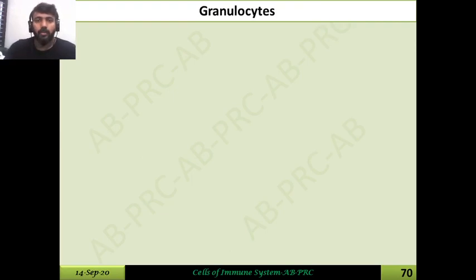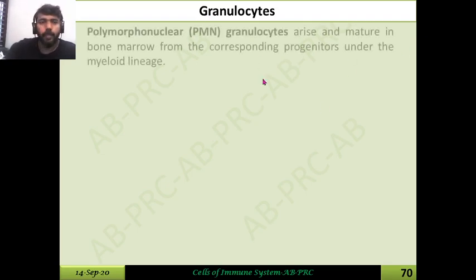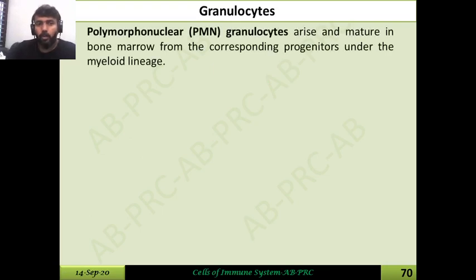Hi, so we will continue the presentation. Now the next category of cell is called granulocytes. As the name indicates, these are the cells with granules in their cytoplasm. That's why they are called granulocytes. These are otherwise also called polymorphonuclear granulocytes or PMNs.